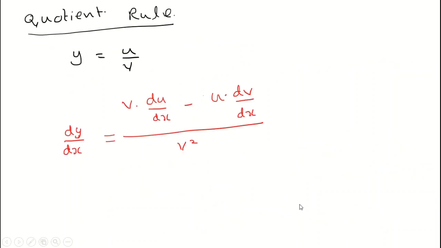Quotient rule. Here we divide u and v. U over v. Here the order is very important. Numerator is u, denominator is v. U over v. Then dy over dx is equal to v times du over dx minus u times dv over dx, divided by v squared. This order is important because there is a minus here. In the product rule it wasn't a problem, it was plus.